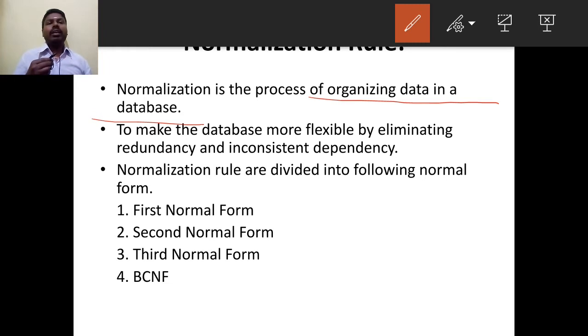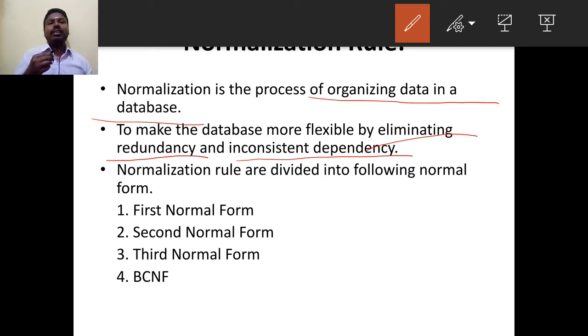To make the database more flexible by eliminating redundancy and inconsistent dependency. So we have to organize the data and make the database more flexible by eliminating redundancy. We know redundancy. What is redundancy? It means duplicate values. And inconsistent dependency.